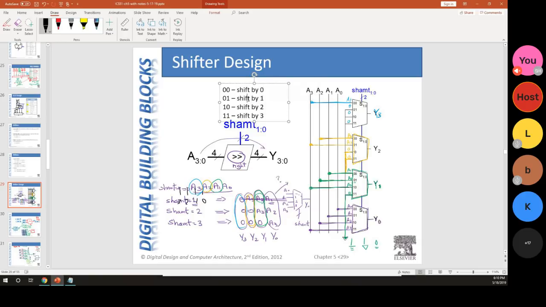If we shift by 1, the most significant bit, because we shift to the right in this case, is going to be 0. And then everything else just follows what got shifted. So A3 is now Y2, A2 is now Y1, and A1 is now Y0. Because you shifted over by 1, you just shifted over by 1.